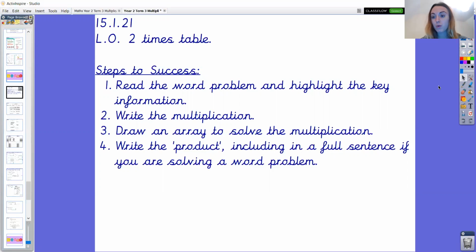So, given that we're solving word problems, first of all today, when thinking about our steps to success, we're going to read the word problem and highlight the key information. So usually in the classroom, the children use their yellow highlighters to do this. However, whilst watching the video, you might hover your finger and have a conversation at home about the key information. Next, please write the multiplication, so your number sentence, and then you might choose to draw an array to help you solve the multiplication. And then lastly, write the product, so the answer in your multiplication, and include it in a full sentence if you're solving a word problem, and you'll see an example shared later on.